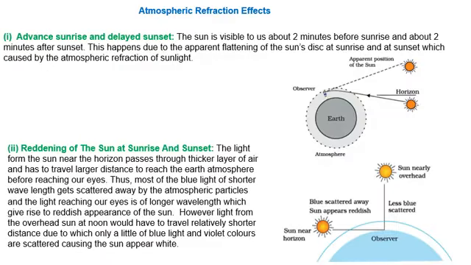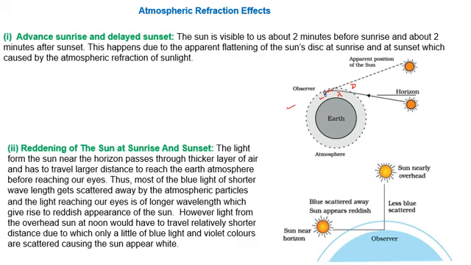Next topic is atmospheric refraction effects, and in this topic we have to do advanced sunrise and delayed sunset. Even this diagram is a very important diagram, where you have to draw the earth's atmosphere, right? You can show light coming from the sun, which gets refracted because the light is traveling from the rarer medium towards the denser medium. It is refracted inside, and because of this a person is able to see the sunrise 2 minutes before the actual sunrise. So this is again an important diagram.